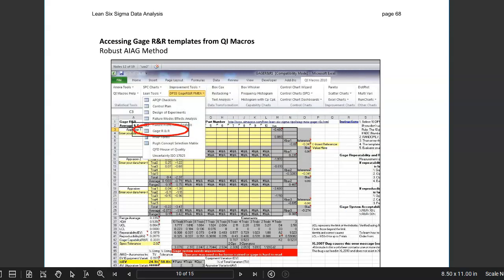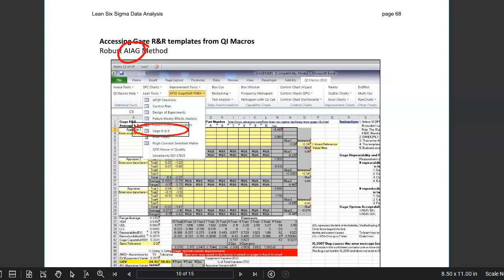Running a formalized Gage R&R study is actually a pretty straightforward exercise. It requires a lot of data collection. It can be a little time sensitive, and there may be costs associated with it, especially if part of the measuring means that you have to destroy the particular part, destructive measurement. Within QI Macros, the Gage R&R templates are already created for you and highlighted in yellow where you enter your measurement data, and it does the calculations for you.